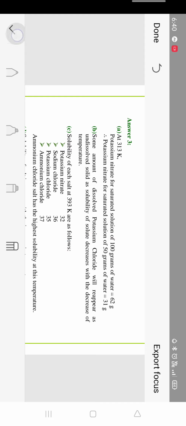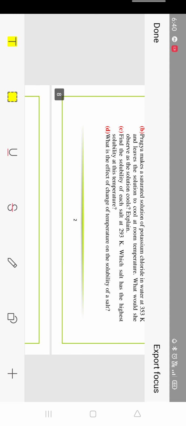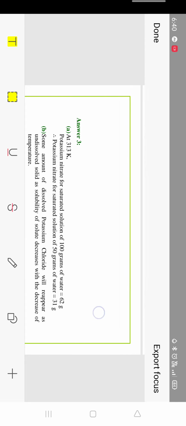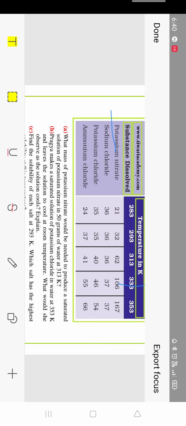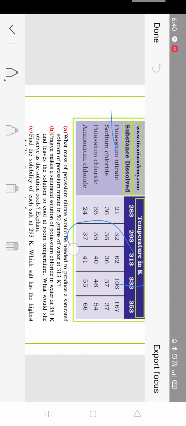Now come to the next question. Next question is, find the solubility of each salt at 293 Kelvin. Which salt has the highest solubility at this temperature? Temperature is given, 293. At 293, the solubility is given for all the different substances. Potassium nitrate has 32, sodium chloride 36, and so on. And as you can see, ammonium chloride has the highest solubility at the 293 Kelvin temperature.